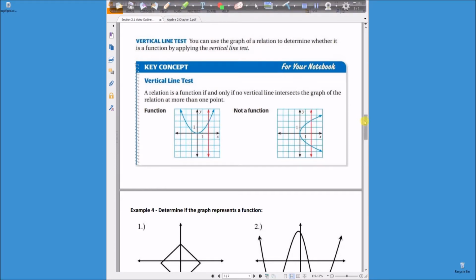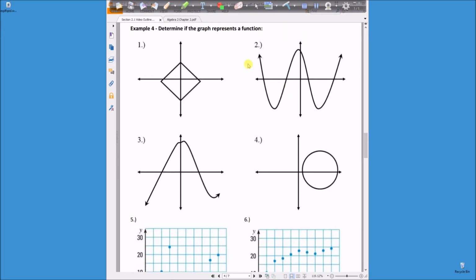So let's go and actually apply that to some graphs and see what we get. So this one, vertical line test. Can I draw a vertical line anywhere that will cross the graph twice? And yes, the answer is yes. If I draw a vertical line here, it crosses twice. So this is a relation, but it's not a function.